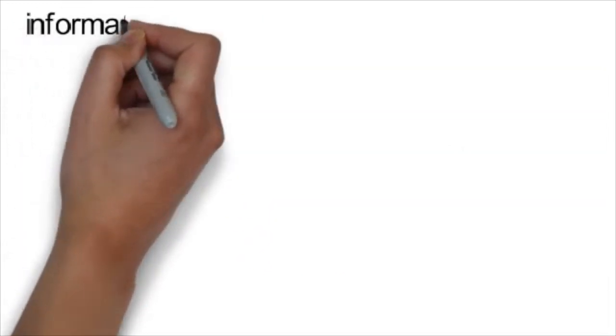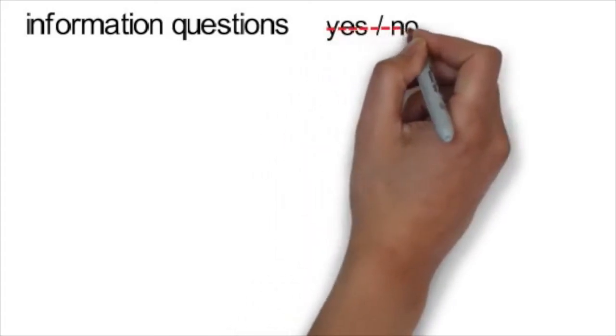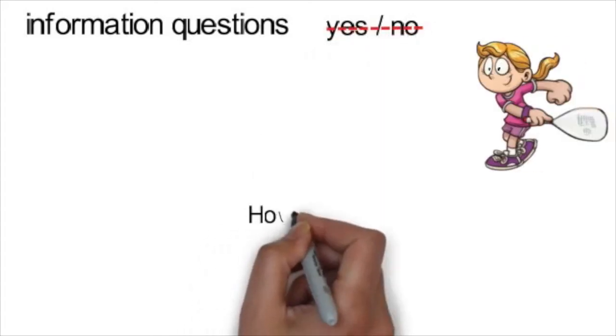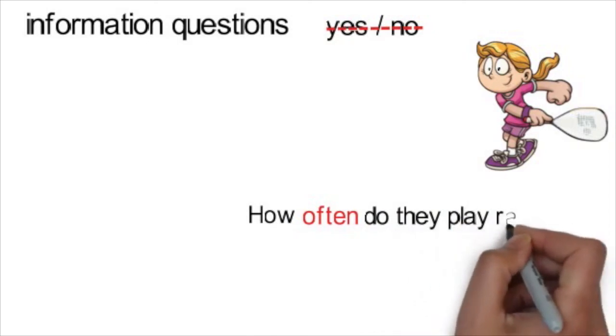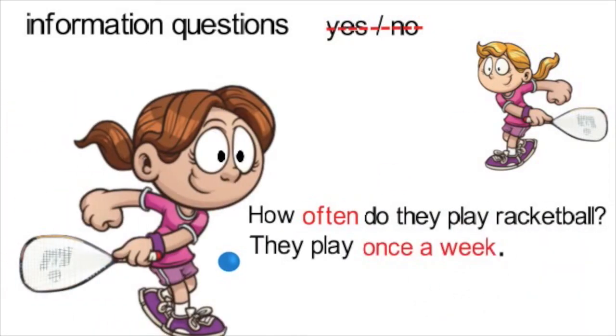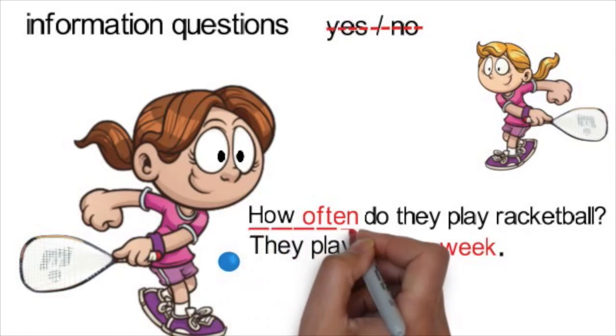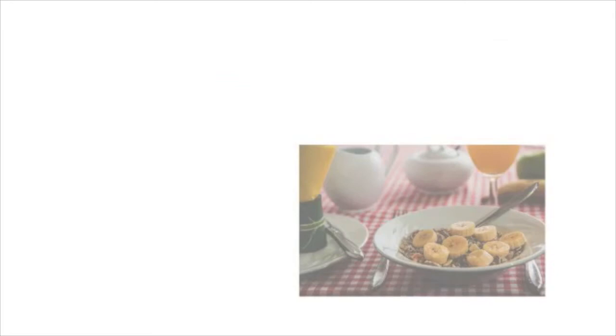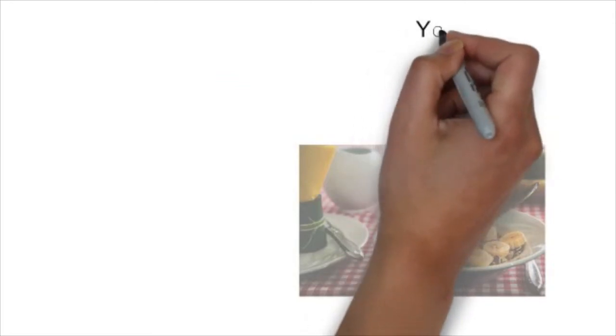On the other hand, information questions have actual information in the answers and not just simple yes or no. So with the question, "How often do they play racquetball?" the answer might be, "They play once a week." Notice that yes or no is not in the answer because the question is asking how often. How do we make these two types of questions? Let's look at the following yes or no questions.